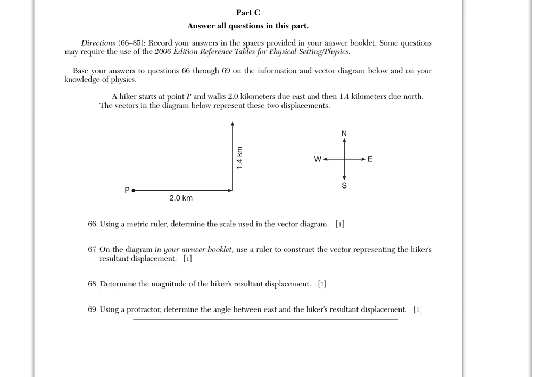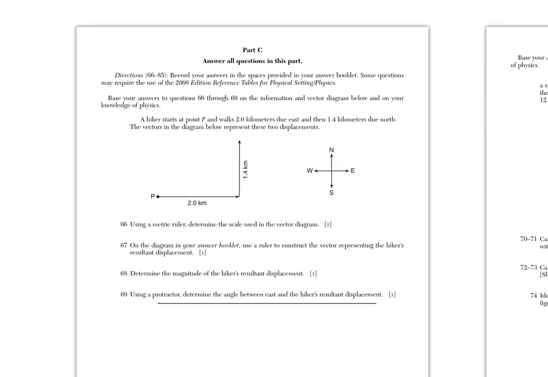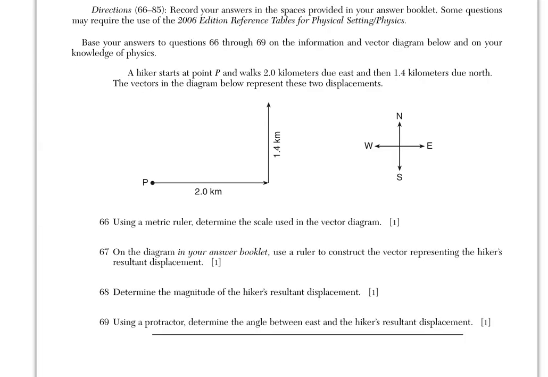Well, when you're dealing with virtual documents like PDFs and things, you can really make it any scale that you like. So I can tell you what the official scale was for the Regents for this exam, and based on the official scale, that 2-kilometer vector should be 5 centimeters long. So if you held up a metric ruler to it, starting at P, going to the tip, that 2-kilometer displacement vector is 5 centimeters long.